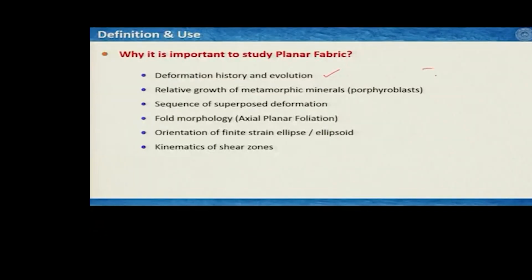So, if we get these things very clear, that leads us to figure out what was the sequence of superposed deformation. Most geological terrains, deformed geological terrains, are deformed in a series of deformational phases. So, if we understand foliations and their mutual relationships along with the porphyroblasts, then we can reveal the sequence of superposed deformation.